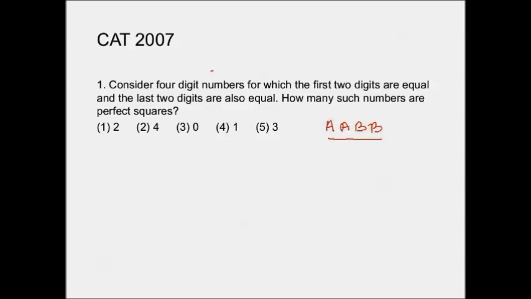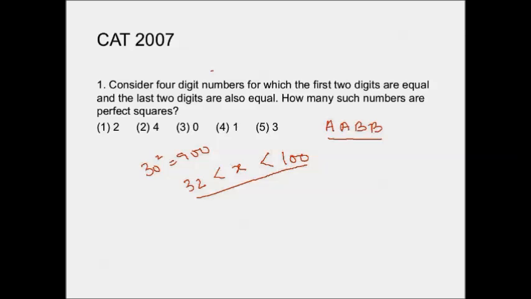A 4-digit number which is a perfect square definitely should be less than 100, because 100 is the first number whose square is a 5-digit number. And it must be greater than 30, because 30 squared is 900, 40 squared is 1600, and 31 squared is 961. So 32 is the first number whose square is a 4-digit number. This number must be lying between 32 and 100. That's the first thing. Now there are 2 ways of solving this question.